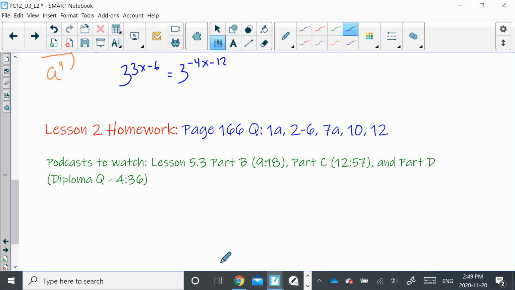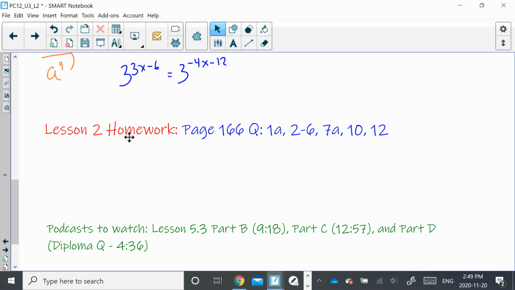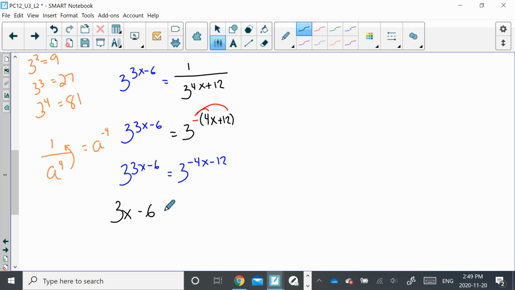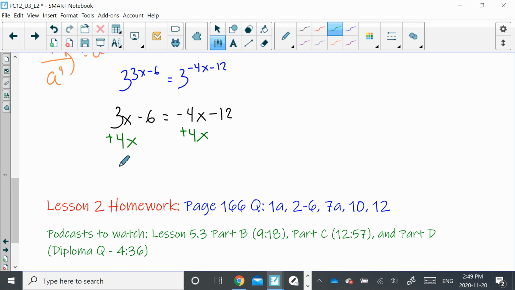We now have the same bases. So from there, we could drop the bases and equate the exponents. Dropping my bases, I would get 3x minus 6 is equal to negative 4x minus 12. Let's join our like terms. I'm going to bring this negative 4x to the left, which will give me 7x's. I'm going to bring the negative 6 to the right-hand side.